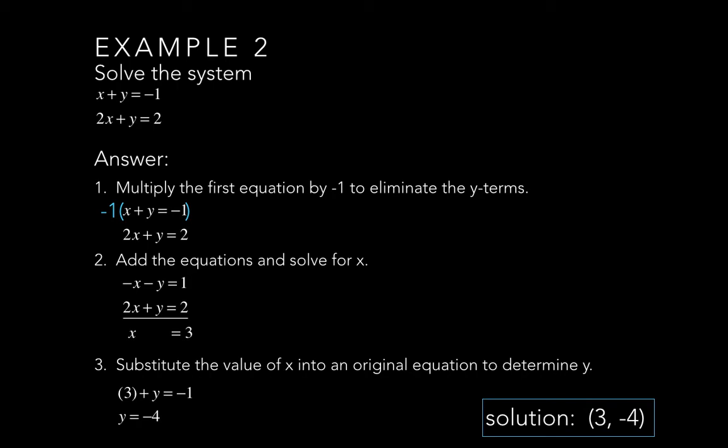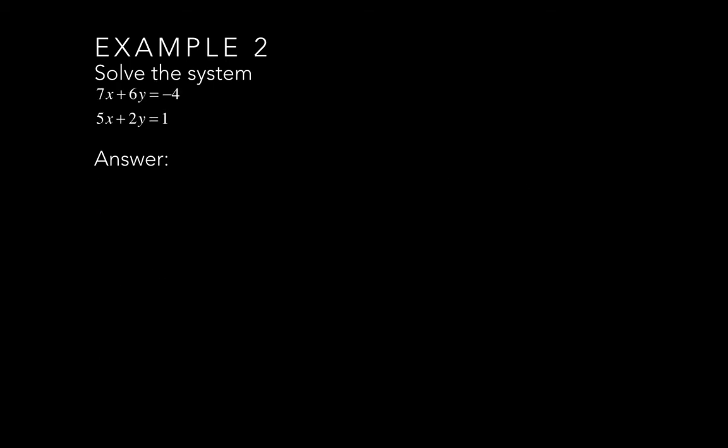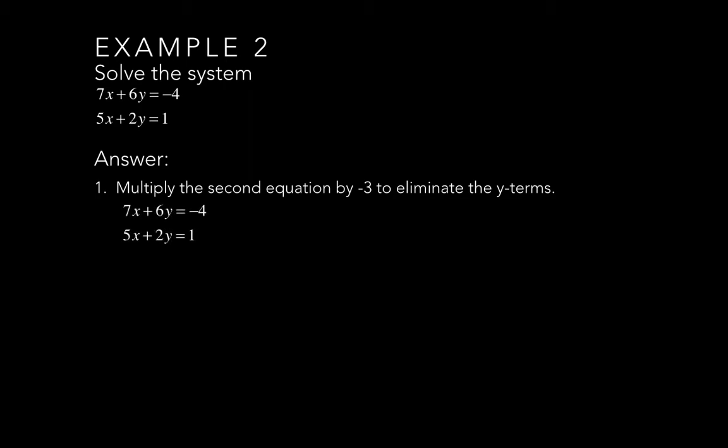All right, let's look at a final example, something a little bit different here. Oh, I should change that to example 3, sorry about that. So we're going to solve this system, and again, we look to multiply because we don't have additive inverses currently. If I multiply the second equation by -3, I will have a positive 6y and a negative 6y. And that'll be great because then I can add and solve for x.